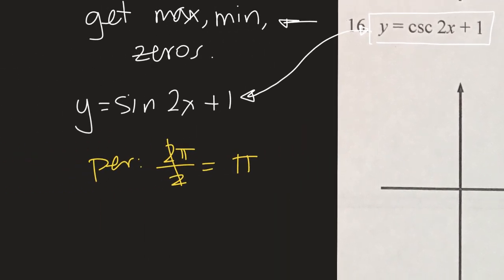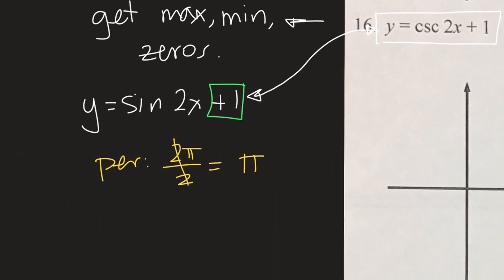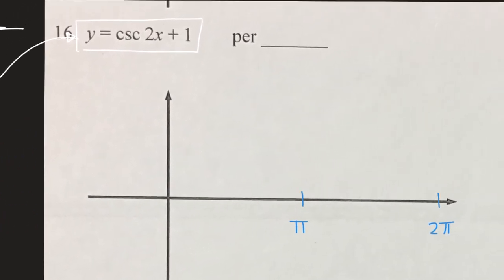And then hopefully you remember that this plus 1 means we have a vertical shift of 1 unit up. So we come over to our y-axis, we put a 1 tick mark, and you'd put a horizontally dashed line representing your new x-axis. This is where your zeros will occur.